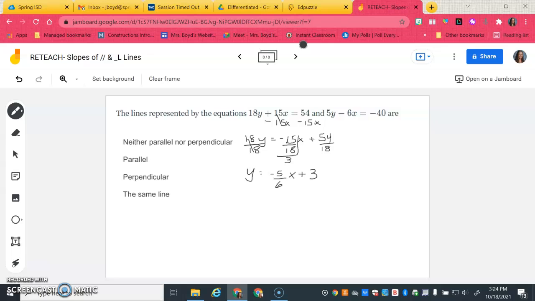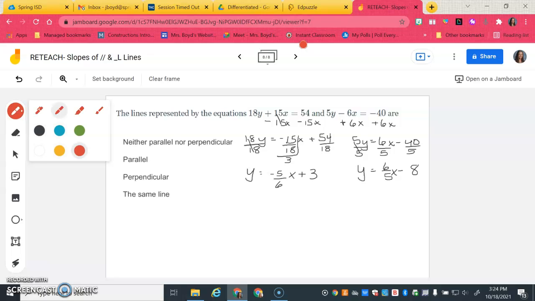For the second equation, I'm going to add 6x to both sides. So I get 5y equals 6x minus 40. Then I'm going to divide by 5 on both sides. And I get y equals 6 over 5 x minus 8. Forgot my x. Okay, so again, I want to compare my slopes. I have negative 5/6 and 6 over 5.